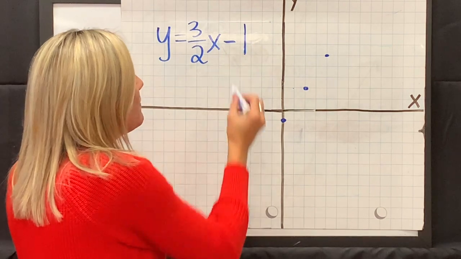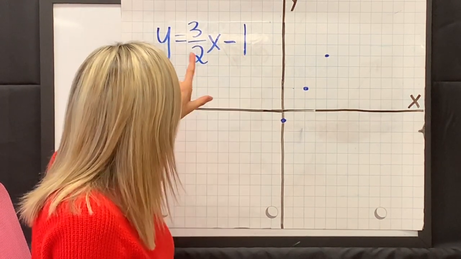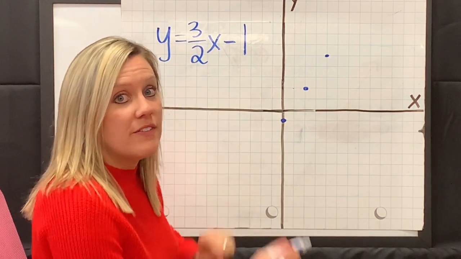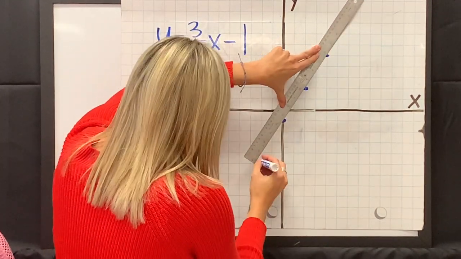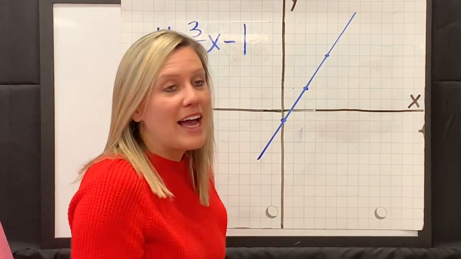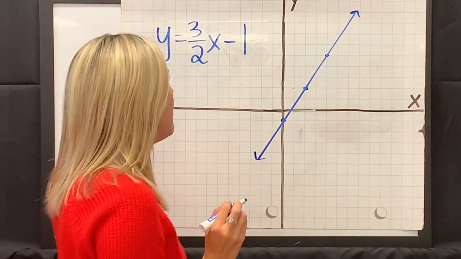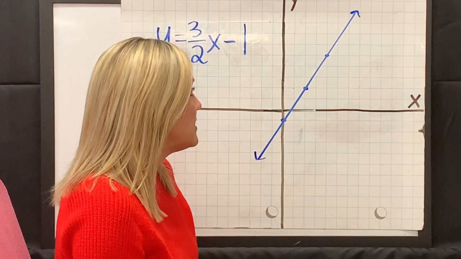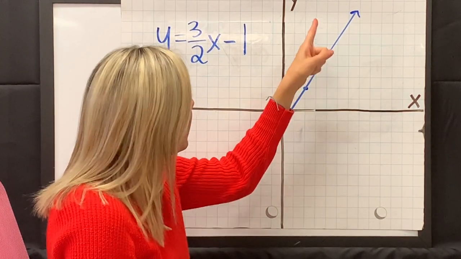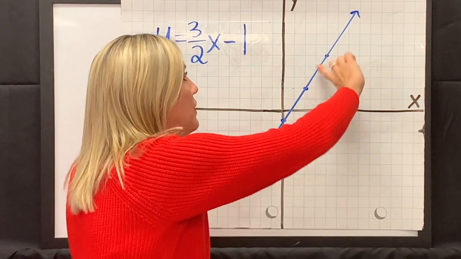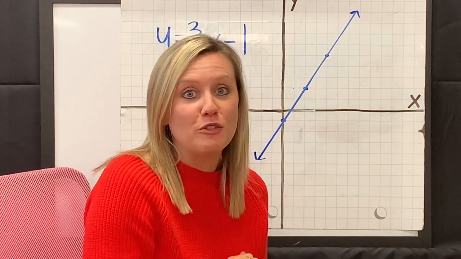A scenario that would fit this would be I am $1 in debt, and every hour I make $1.50. So my line is going to go up. Let me trace it. Again, I am going to put arrows on the ends of my lines to show that they go on and on forever in both directions. So each time I'm going over, I'm going up 3 over 2, up 3 over 2. It's growing and growing and growing. This line has a positive slope up to the right.